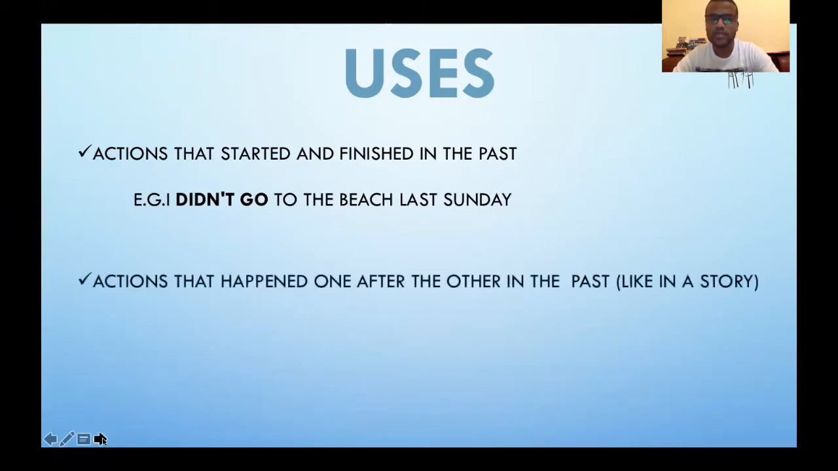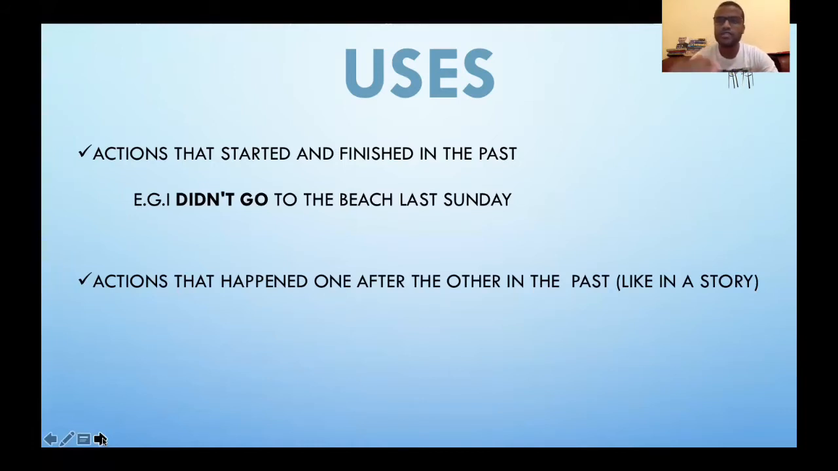We also use the simple past for actions that happened one after the other in the past, which means a series of actions that we did yesterday. For example, "Yesterday I went to school, then I played football with my friend, then I took a shower," etc.